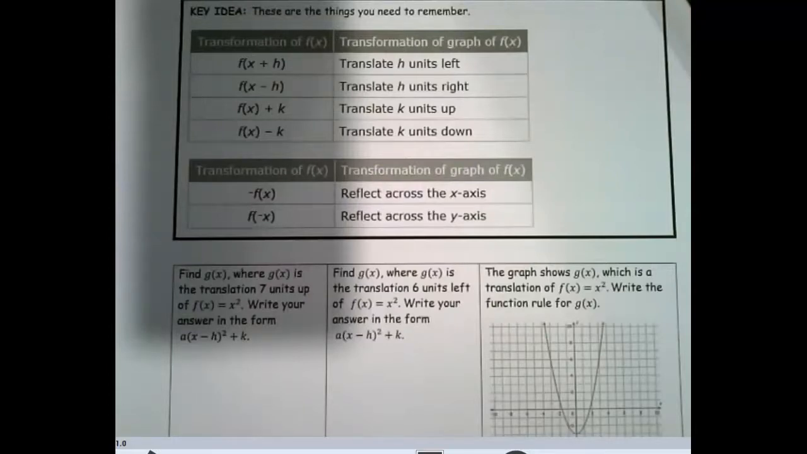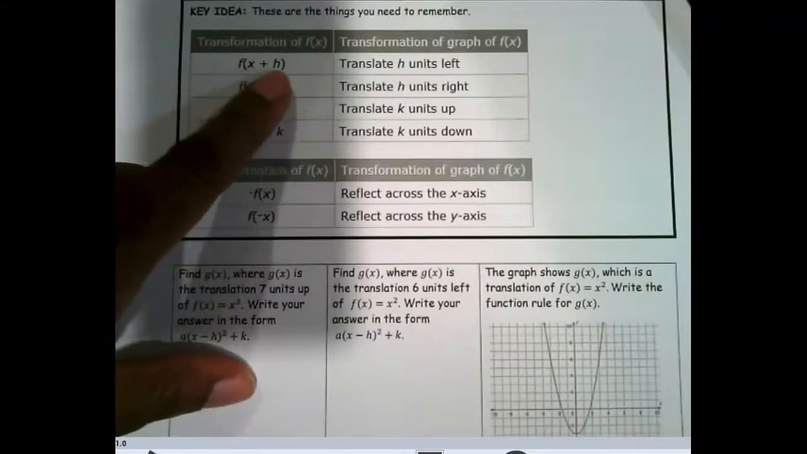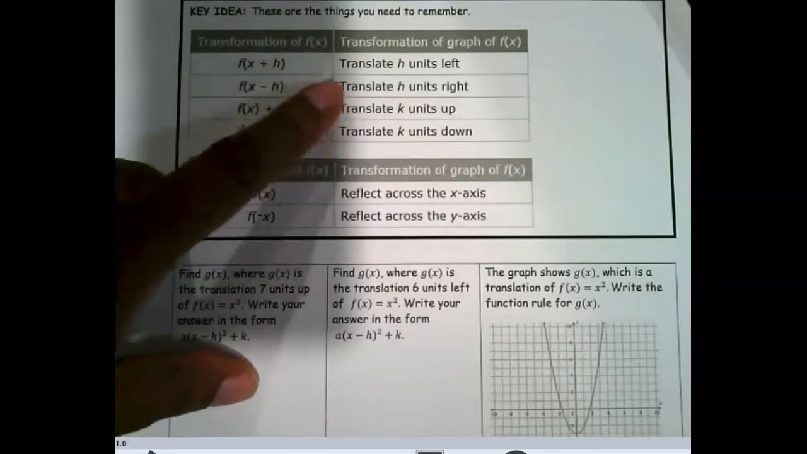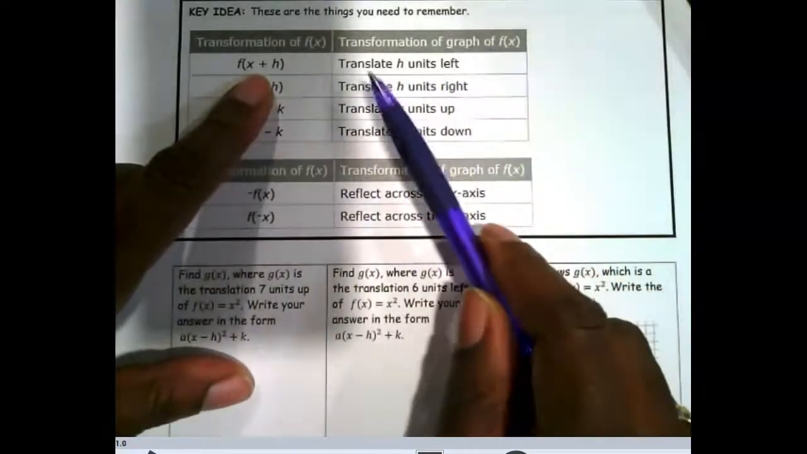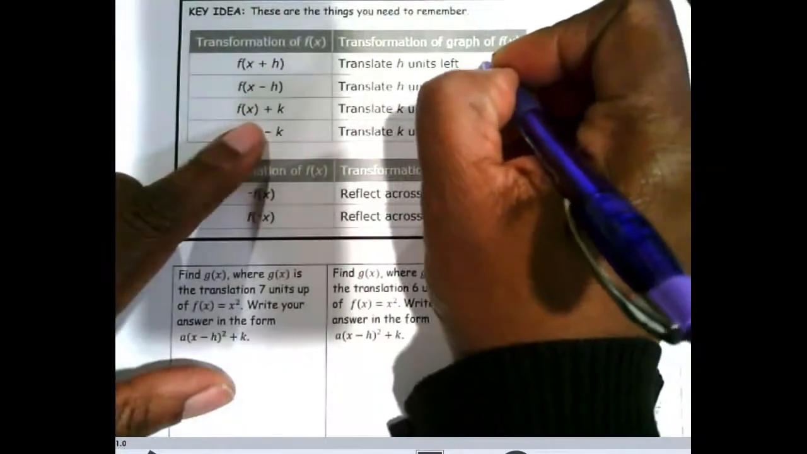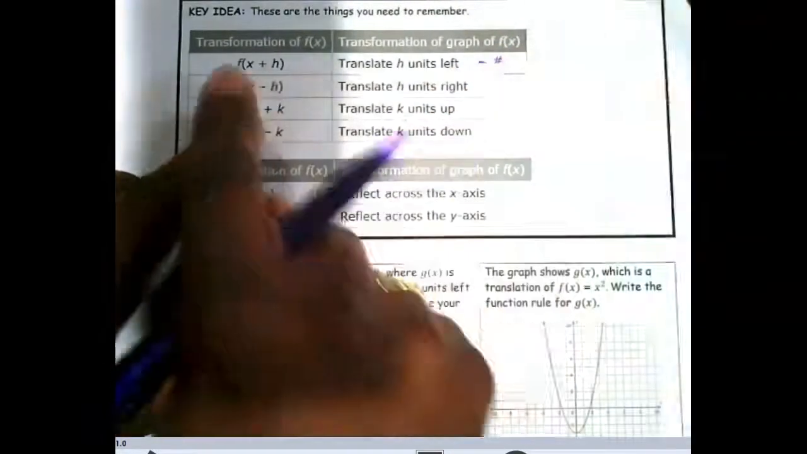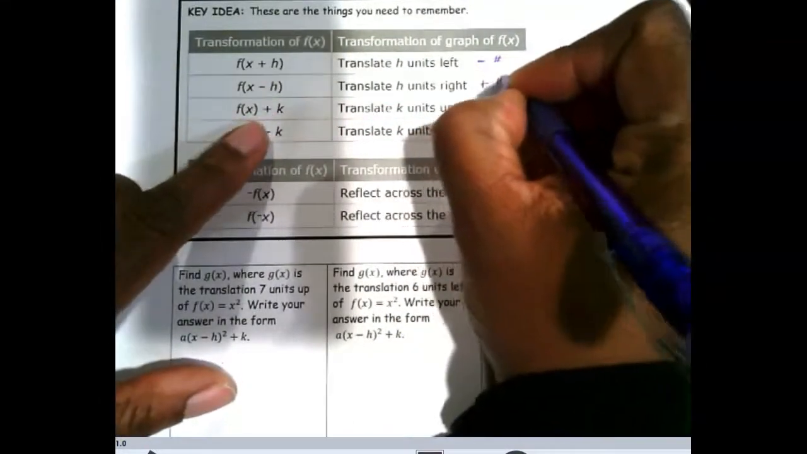And what you will need to remember is these particular key ideas here. If you have a function and it adds, notice it says x plus h, that means there is a movement on the x-axis. The movement on the x-axis is always opposite of what you see. So when it says x plus, you're actually going to translate to the left, which means you're going to write minus a number. When it says x minus, it translates to the right. So you're going to write plus a number.